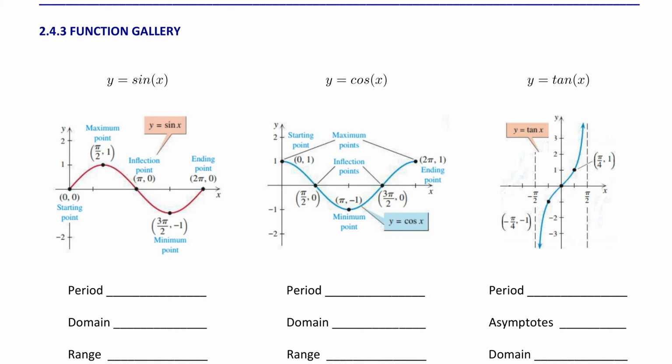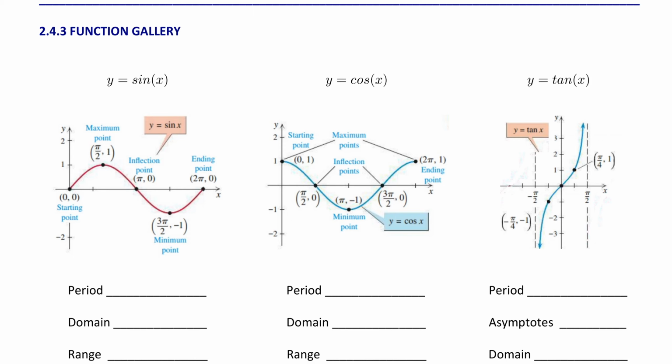Now that we have examined the graphs of the 6 basic trigonometric functions in great detail, let's pause and review the basic properties of the parent functions we've learned. In 2.4.3, we'll take a look at the function gallery for trigonometric functions. We'll begin by examining the graphs of y equals sine of x and y equals cosine of x.